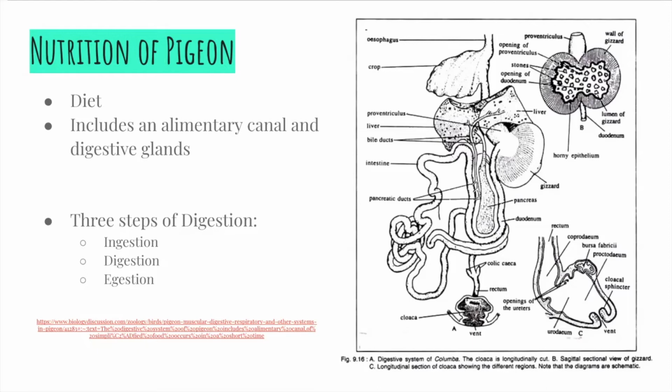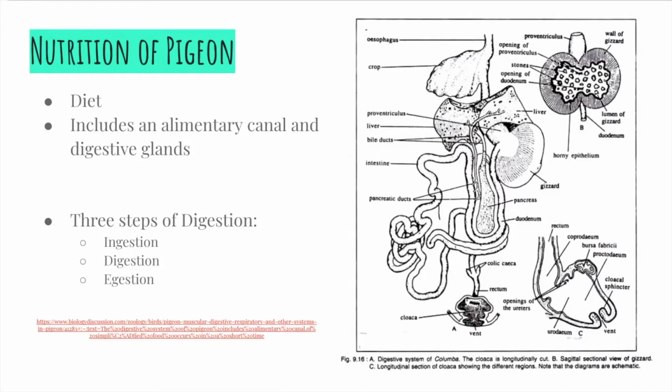It also contains the gullet, which is an opening for the food to travel into the esophagus. Now that the food has entered into the esophagus, the second step of the pigeon's digestive process, known as digestion, actually begins. Within digestion, the food is being broken down into nutrients that can be absorbed by the pigeon.